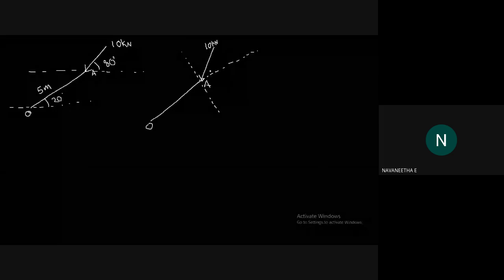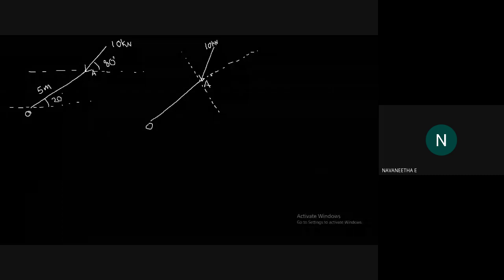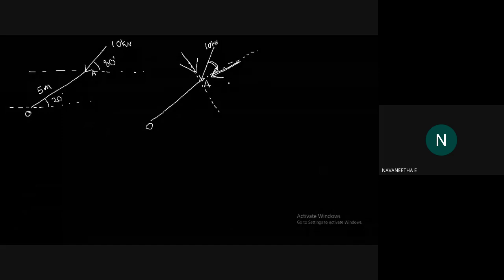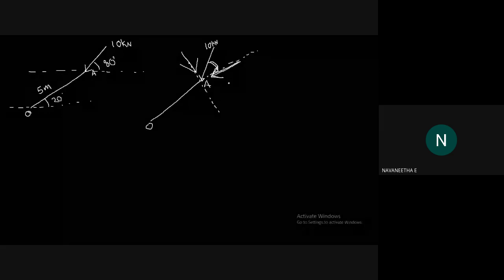So according to this, I am going to resolve the force 10 kilonewton. Then what are the x and y components? The direction of the x component is like this, and the y component is like this, in the downward direction. What is the value of the angle made by the force 10 kilonewton with the x-axis, or OA? We know the original x-axis is this one.